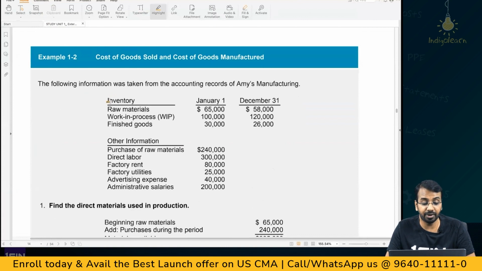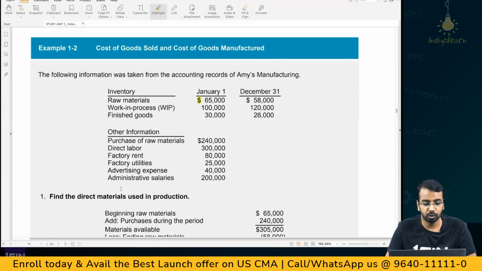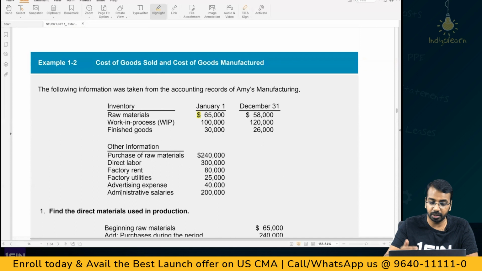Okay. So we have inventory of raw materials. January 1st is beginning, December 31st is ending. Work in process 100,000, 120. Now, when dollar is given here, this dollar is for all the items. And finished goods, other information, purchases, direct labor, rent, utilities, advertising, and admin salaries. Now, we are required to calculate the cost of goods sold and cost of goods manufactured.